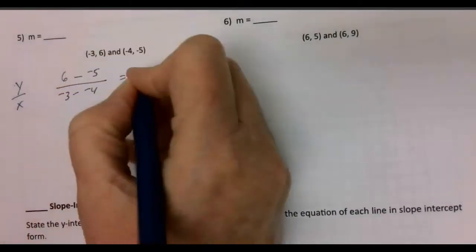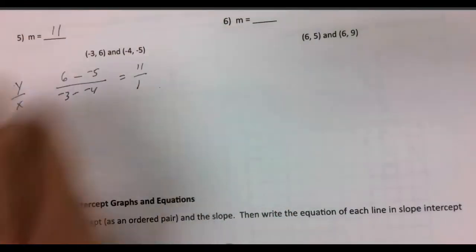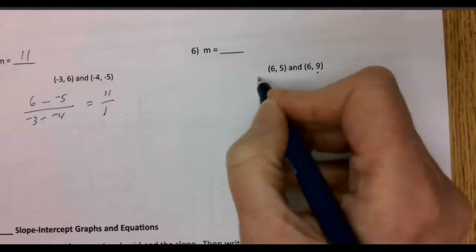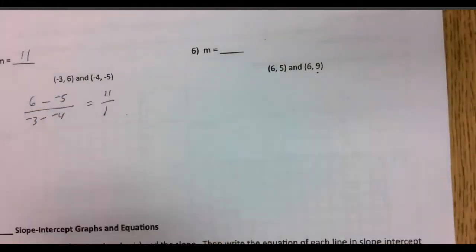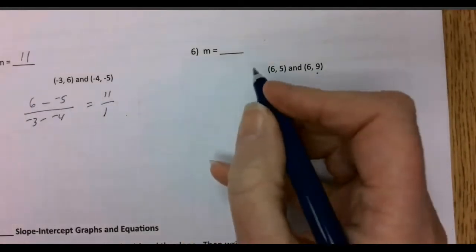So I get 11 over 1. So my slope is 11. Here, you can start with the second point. It does not matter which point you start with, you're still going to get a slope of 11, in lowest terms and simplifying everything else.